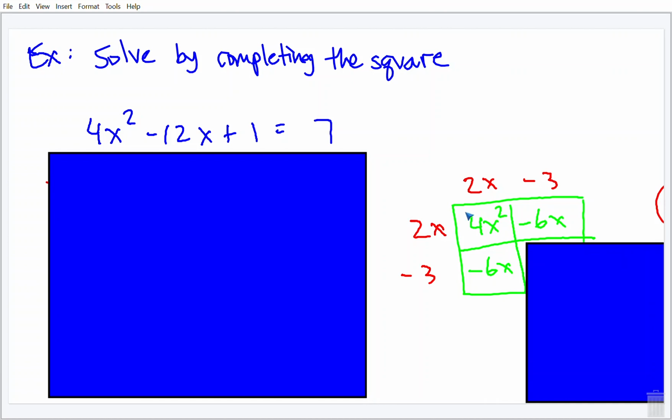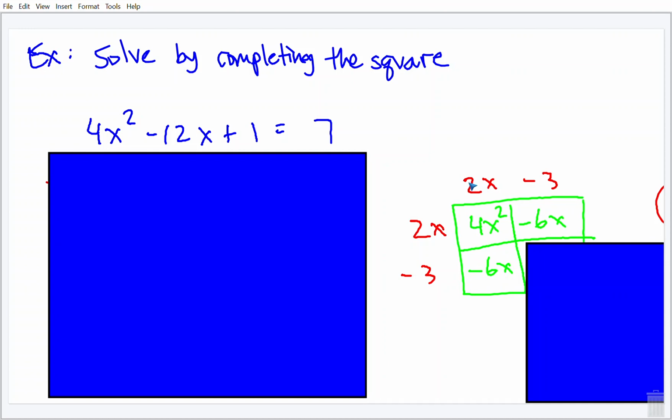4x squared, the quadratic term, in the upper left-hand corner. We take this linear term, negative 12x, and because it's a square, we want to split it up evenly: negative 6x there and negative 6x there between those two boxes. We've got 4x squared, which is a perfect square. We know that's 2x times 2x. And again, 2x times negative 3 equals negative 6x, and 2x times negative 3 equals negative 6x.